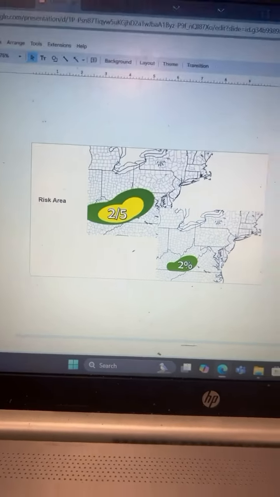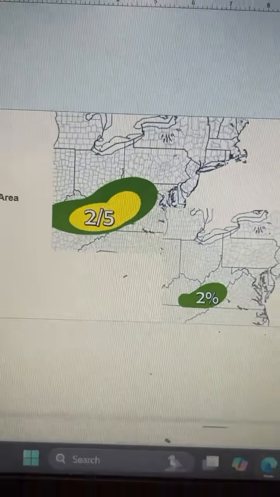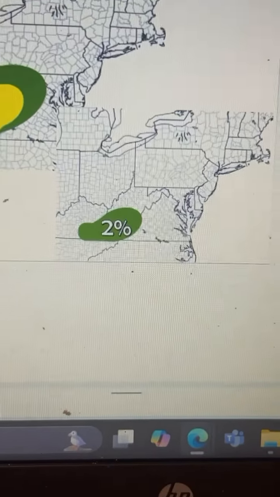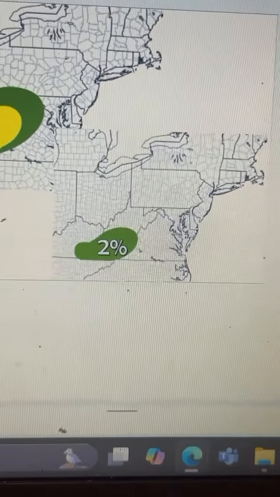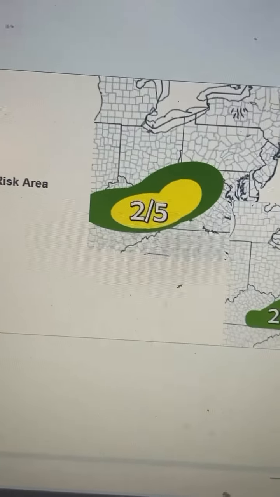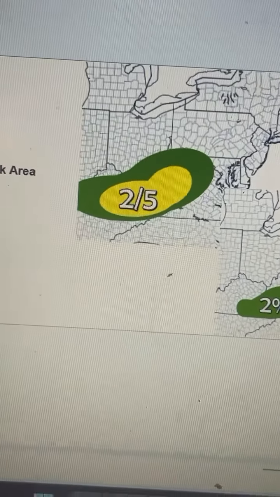This is my risk area, not the most beautiful. Slight risk and tornado risk, that's 2%, but I'm not really buying the tornado risk. I'm really buying, though, just like 2 out of 5, wind damage and maybe some hail.